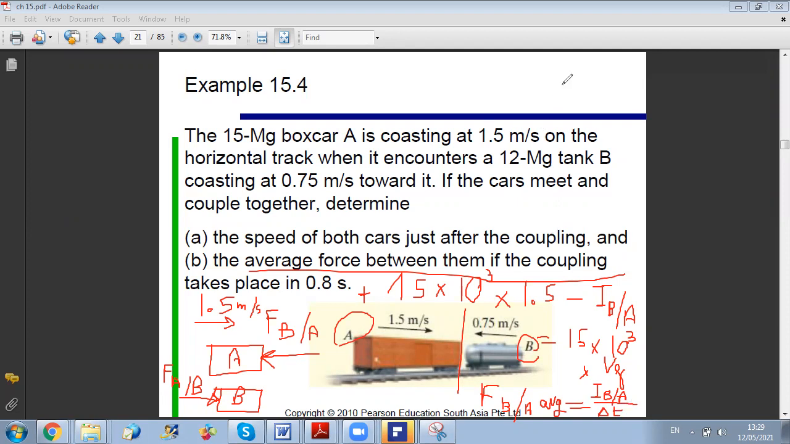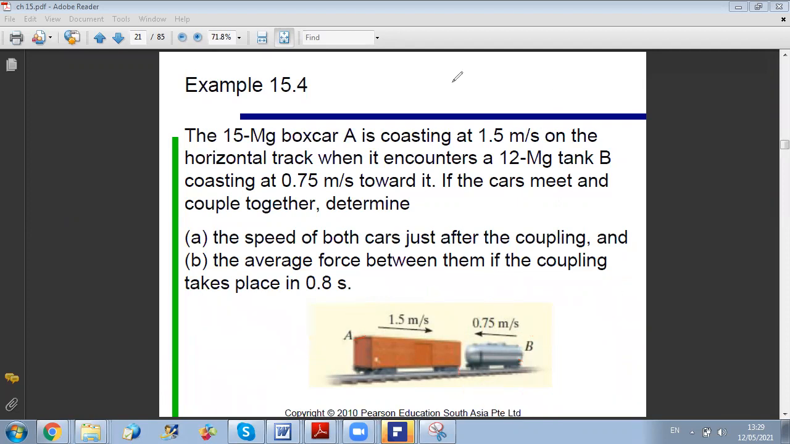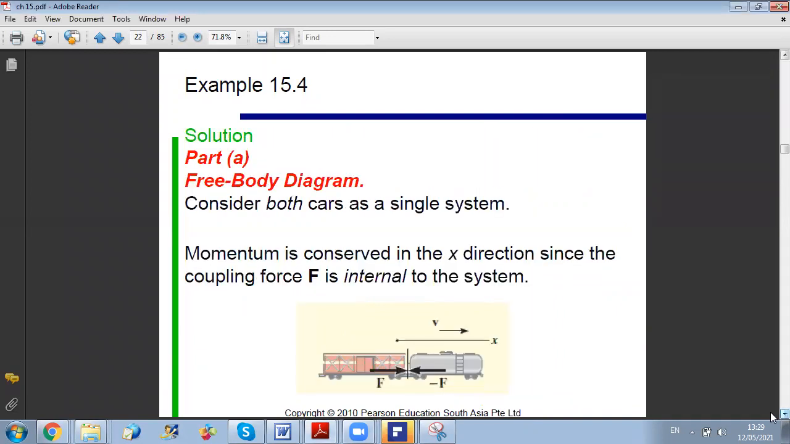Okay. So let us continue. So here you can see in steps the different steps to go for. So first we take the whole system.